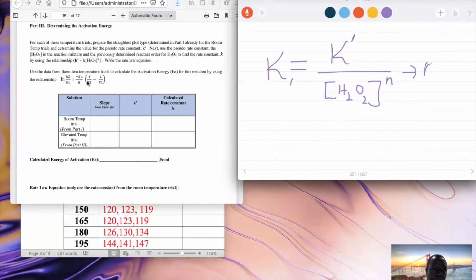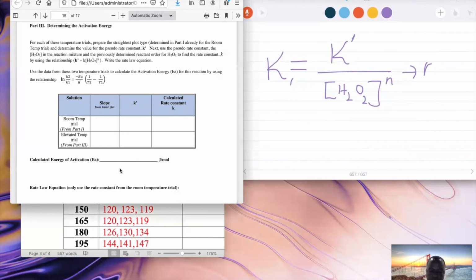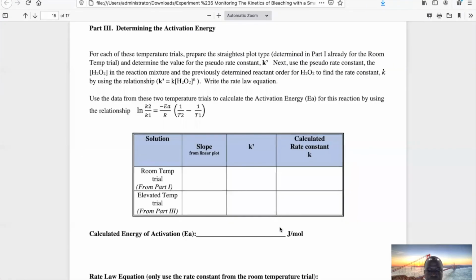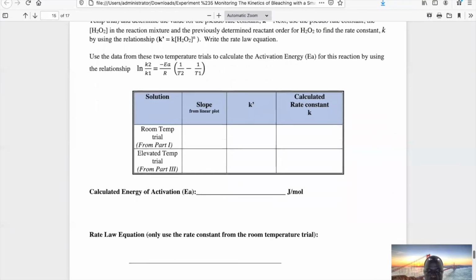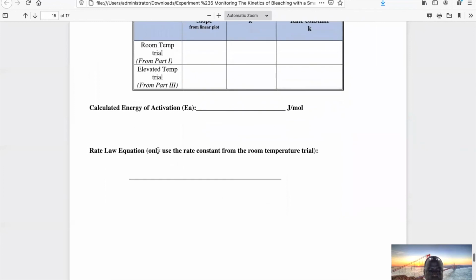From here, of course, you know the average temperature for temperature 2 and temperature 1. You already have the reciprocal of these values. You rearrange to get the activation energy. From there, you should be able to write the rate law using the rate constant from the room temperature trough. Please, as always, show all your calculations.